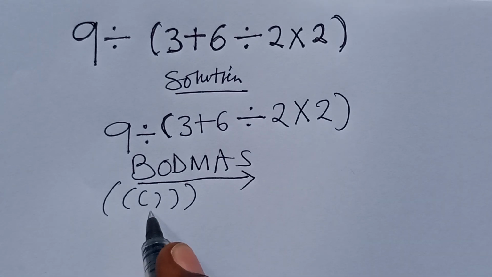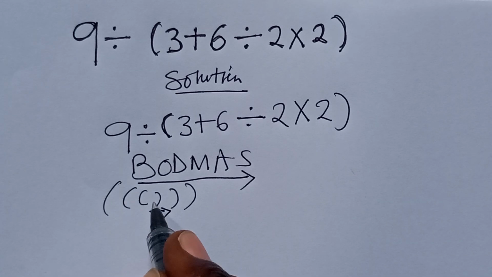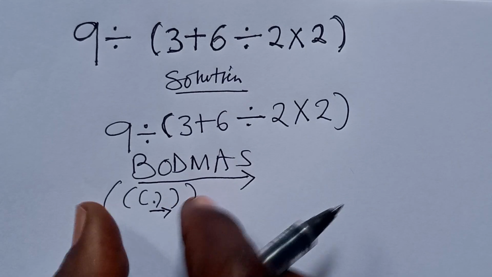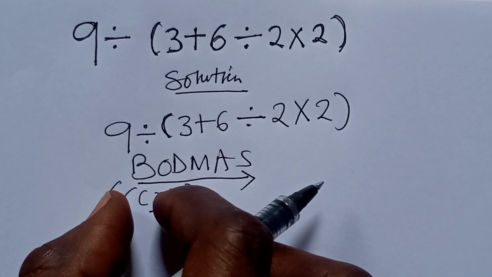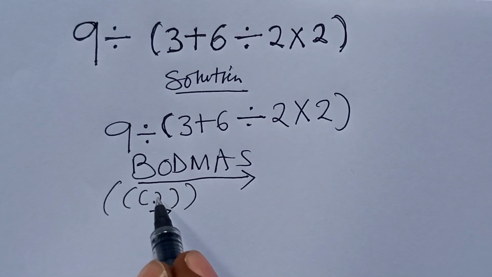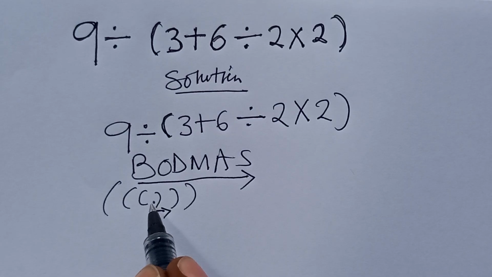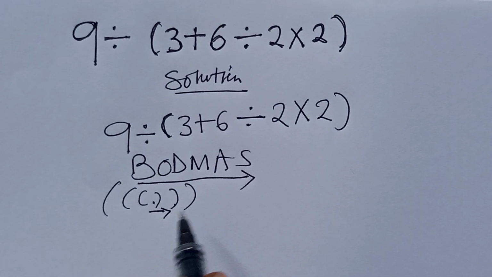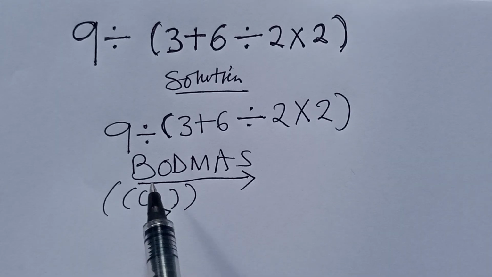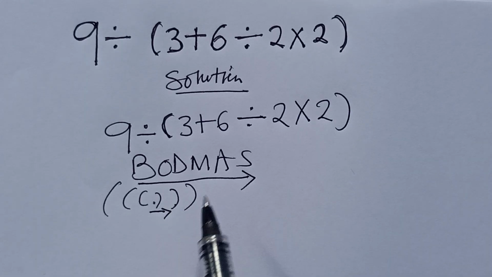So if it's brackets, you start operating from inside of the bracket, then you open it to the next one, then to the next one, but ensure you start from the smallest bracket, the one that is first inside. After treating the first bracket, you go to the second bracket, then the third, and as many as possible. And note that in each of those brackets, you must still follow BODMAS. So take note of that.